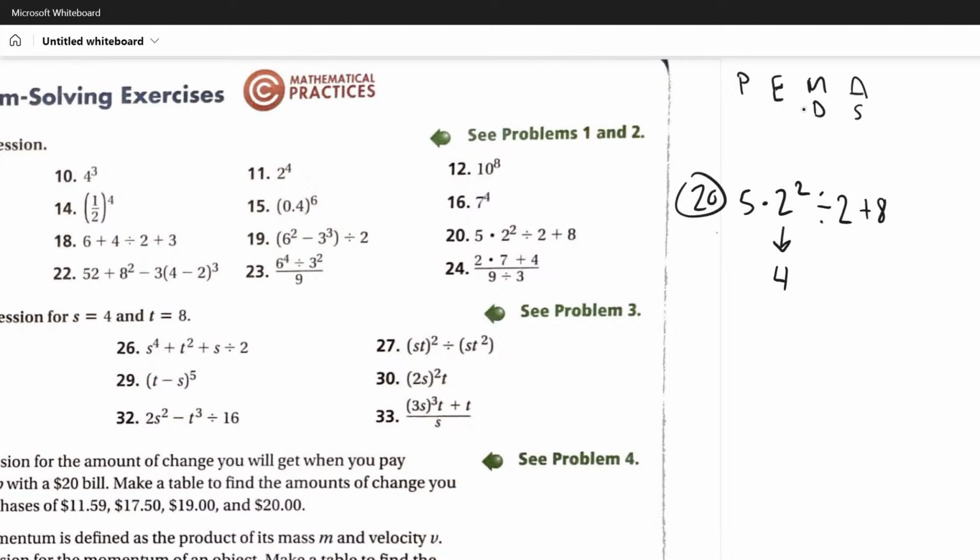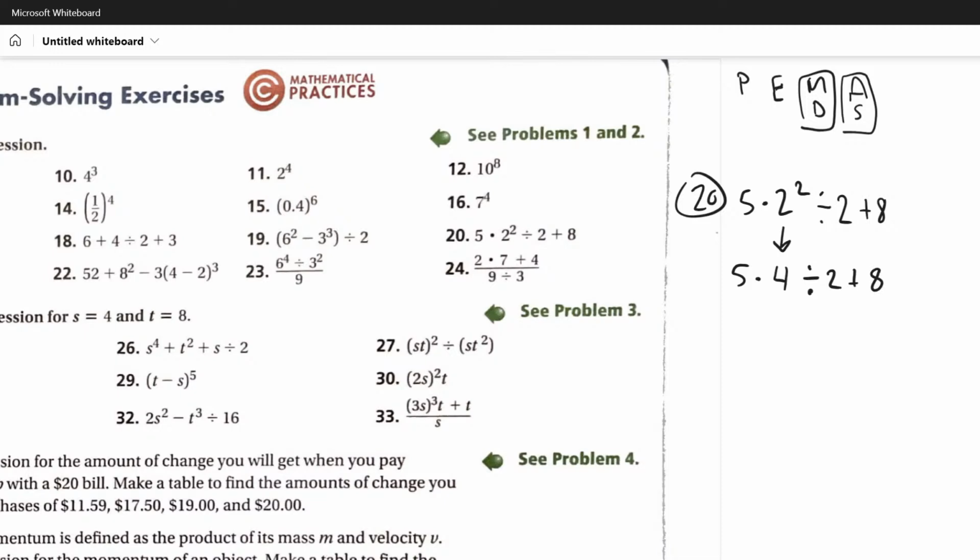So the M and the D are equally important, and the A and the S are equally important. M stands for multiply, D stands for divide, A stands for add, and S stands for subtract. So we do our exponent first, and then I'm going to rewrite everything: 5 times 4 divided by 2 plus 8. And now we have multiplication and division.